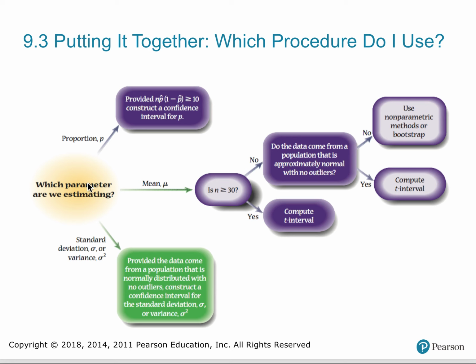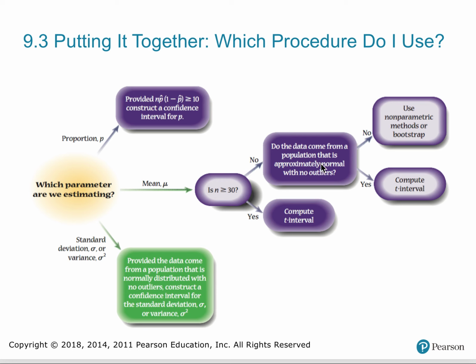Proportion and mean. Okay, so if it's a proportion, then you need to check that this formula is greater than or equal to 10, and then you go ahead and construct your confidence interval. If it's a mean, what we're doing is making sure we can assume it's normally distributed. So is your sample size greater than or equal to 30? If yes, just complete your t interval. If no, then we need to go through that extra step.